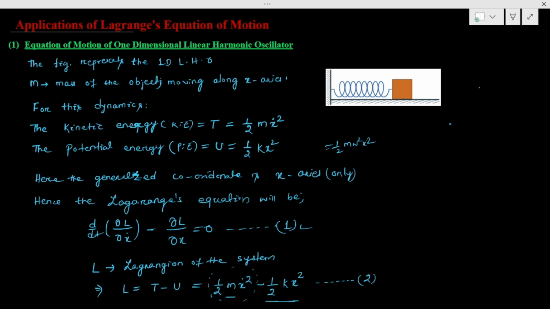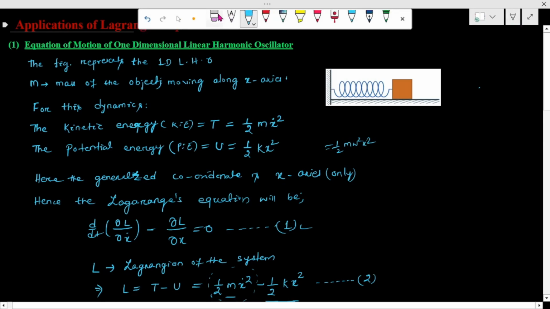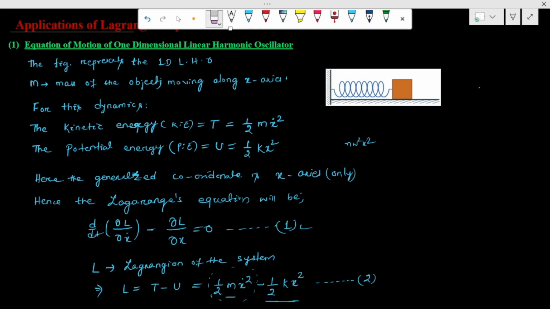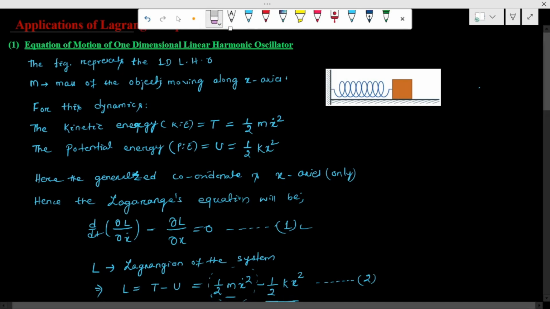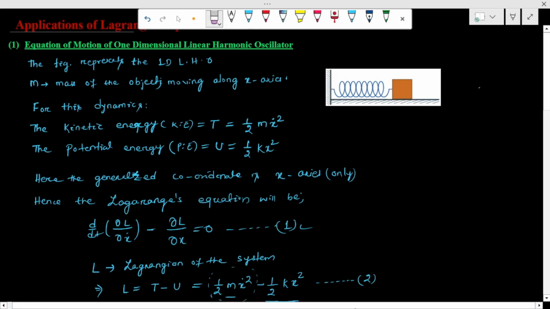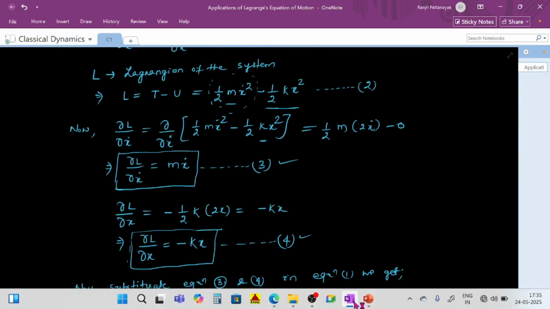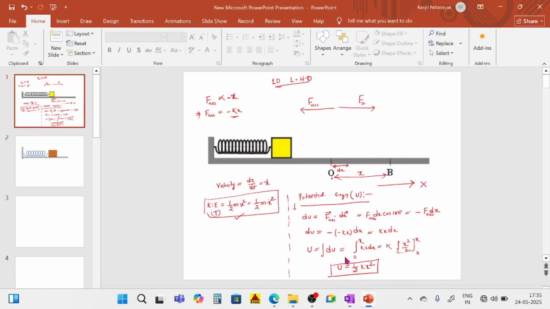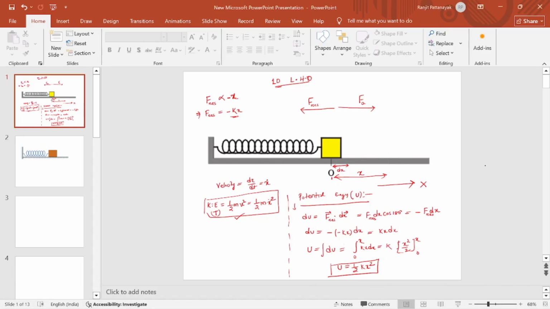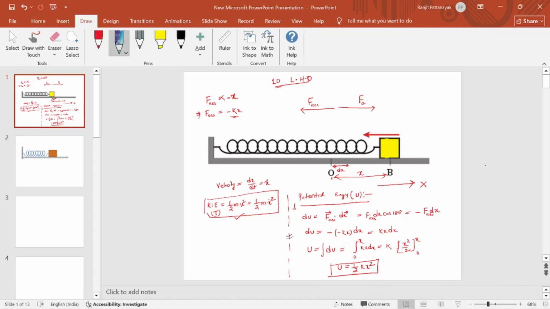Now it is not needed, you just write kx². And how this potential energy value is half kx², that I have derived over here. You may write it in the note. It is not needed from the examination point of view, but in your note I suggest that you write these things for your better understanding.